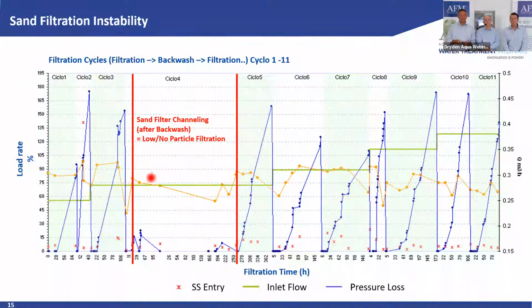And here you see in the 3rd cycle, nothing happens. There is no pressure increase. It always stays at the same pressure, and that means it's channeled. It's not filtering. If you don't have a pressure increase, it's not filtering. And here it becomes a little bit more regular, and this is exactly what happens with these channels. Sometimes they open and then there is no filtration.